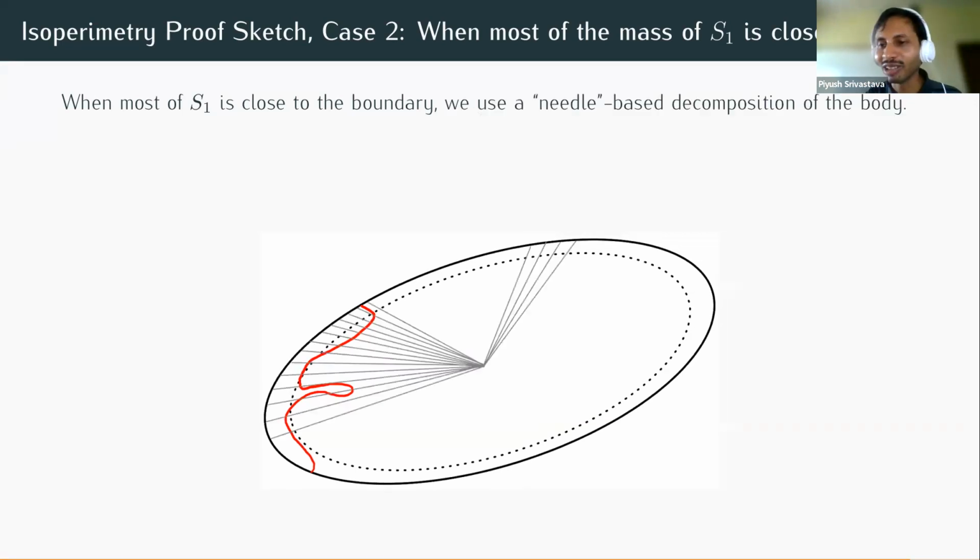In our case, what we have to do is explicitly make these needles. So we pick a particular point in the body, draw these needles, and look at these measures, which are again similar to these conical measures. And we know that S1 contains a lot of mass close to the boundary. So we look at those needles where S1 also has most of its mass close to the boundary. Those will be a large fraction of the needles. And for those needles, we show that you can find a reasonably large amount of S3 also in those needles. And that's how the proof goes.